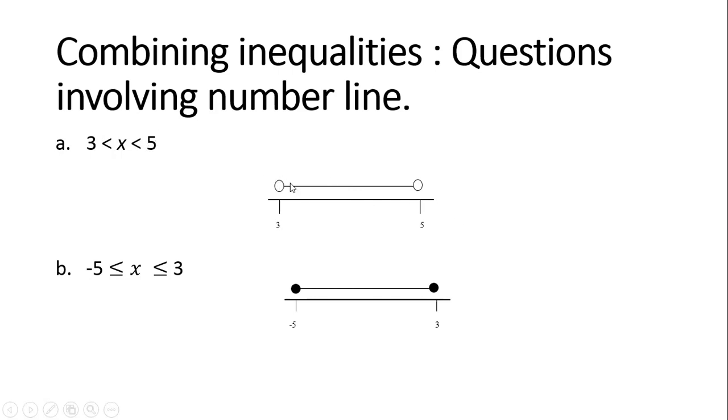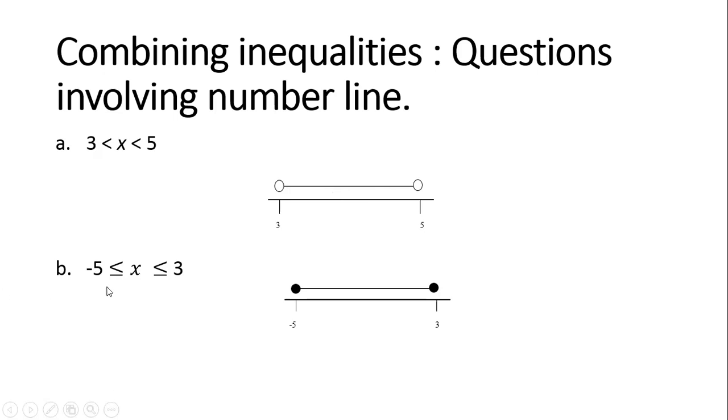So you have 3 less than x. That means x is greater than 3. So that's why the arrow is going in that direction, it will be moving that way. And if it's less than 5, it will also be moving. So that's why it could not go beyond 3 and 5. So the value of x is found in between these two numbers.